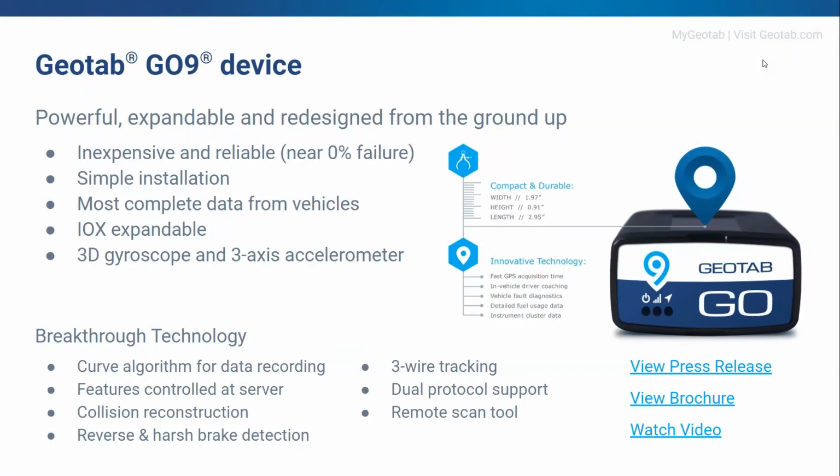Our Go device is very powerful, expandable, and very reliable. It has a very low failure rate, and it can be installed very easily. It's expandable with IOX, and also includes an accelerometer and 3D gyroscope. If you have been following our series of webinars, we have touched on lots of points regarding the functionalities this device can have in analyzing data regarding driving behavior, getting engine data, and also analyzing collision reports.